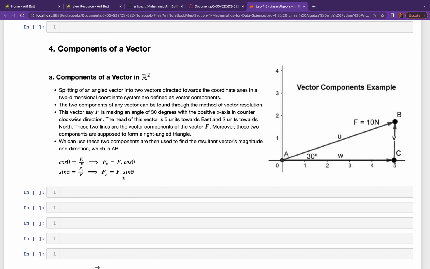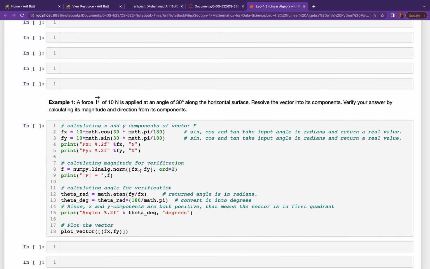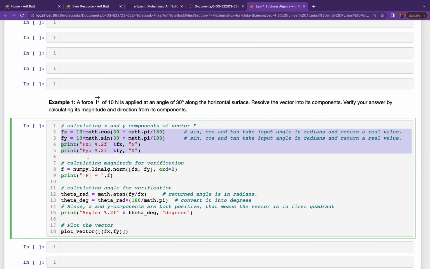And let us do this practically using a simple Python code as shown over here. If you see the first 4 lines, these 4 lines are computing the x and y components of a vector having a magnitude of 10 and making an angle of 30 degrees. So Fx is equal to F cos theta and Fy is equal to F sin theta. Remember, sine and cos take the input angle in radians. So I have to convert degrees to radians. Great.